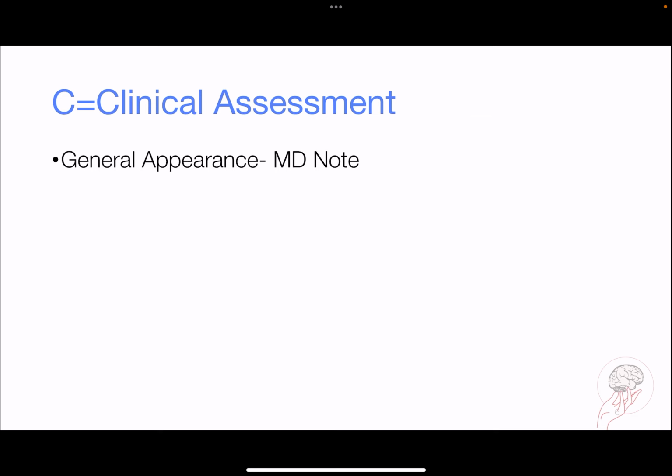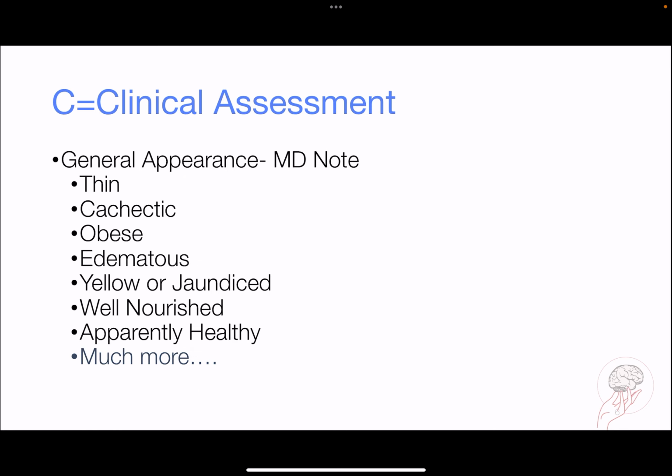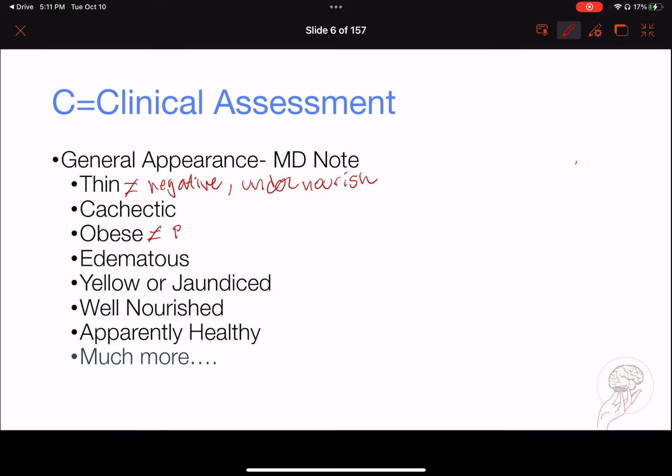So, in a clinical assessment, the MD will generally note general appearance. They may note that the person is thin, and this isn't the same as how we think of thin in the media. This would have a negative connotation, undernourished. Cachectic, obese, and again, this isn't a value statement. It is equal to the BMI. Oh, sorry. Let me erase that.